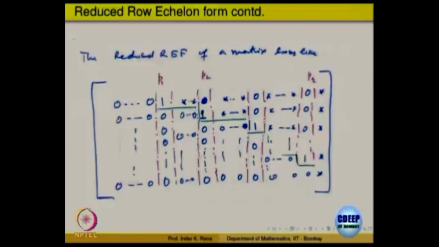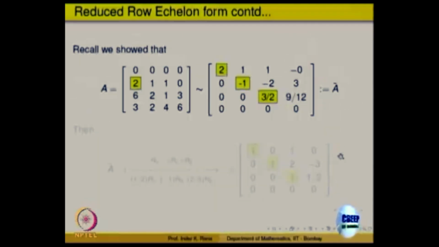So, the theorem we had was every matrix can be reduced to... So, let us look at an example. Remember, just now we looked at the matrix at the beginning of the lecture and said this is the echelon form of the matrix. Here is a pivot 2, here is a pivot -1, here is a pivot 3 by 2, right. There are 3 pivots, in column 1, column 2, column 3, okay. These are the pivots. I want to change it to reduced row echelon form.